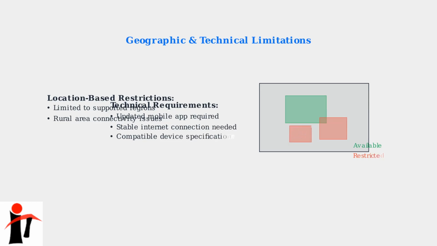Geographic restrictions also play a significant role in shipping option visibility. Facebook Marketplace shipping is primarily available in the United States, Canada, and select international markets. Additionally, technical factors like outdated app versions or poor internet connectivity can prevent the shipping feature from appearing.